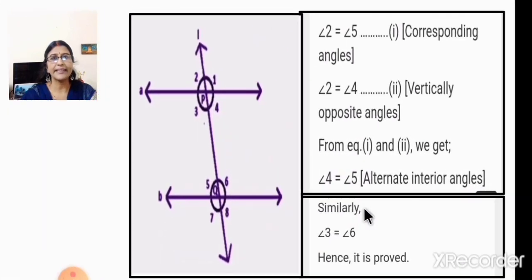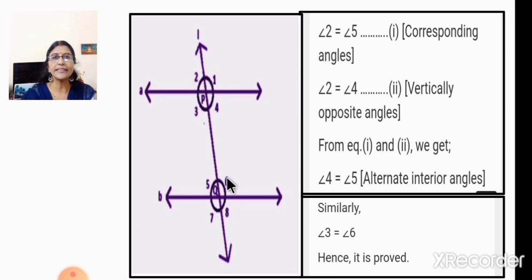Here you can see these two lines, A and B, which are cut by a transversal L. And here you can see 4 angles are formed, here another 4 angles are formed. And now we are going to prove that alternate interior angles are equal. So we'll start like this. Angle 2 is equal to angle 5. So let us take this angle first.